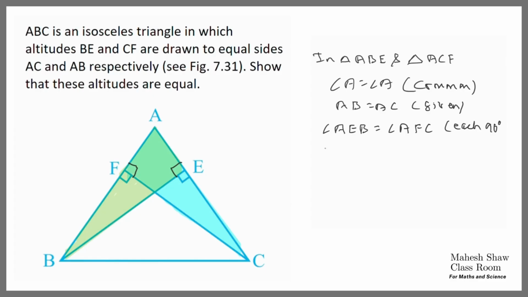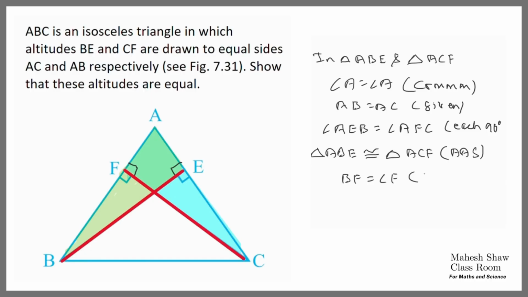So we can say that the triangle ABE is congruent to triangle ACF, and that is by angle side. So once these two triangles are congruent, we can say that the altitude BE is equal to CF, that's from CPCT. So we can say that BE equals CF, and that is from corresponding parts of congruent triangles.